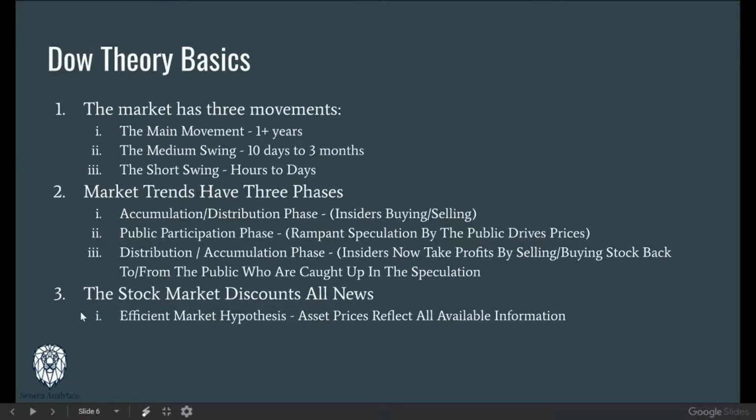The third principle is that the stock market discounts all news. This is part of the efficient market hypothesis, which basically states that asset prices reflect all available information, which is something I don't really agree with in a sense, but it depends where you're getting your news from and where you are understanding your asset prices from. If you're getting your asset prices from something like the major news networks, you know that this is actually true, where all available information is available.